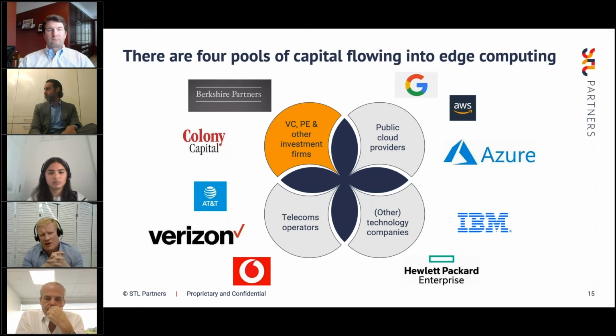And then the area we're going to look at more specifically, in terms of capital flowing into the edge, is venture capital, private equity, and other infrastructure funds, and we'll look at the monies there. There is clearly other capital flowing from these other companies and quadrants that is more difficult to directly follow, but is clearly an important part of the situation here.